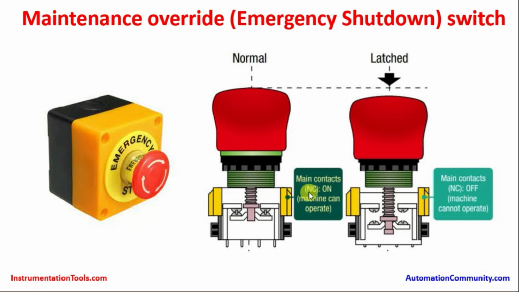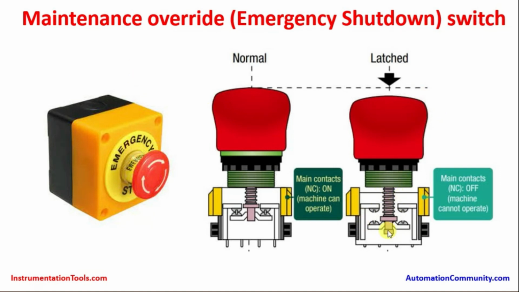Main contacts NC means normally closed position, which is the healthy condition of the operating plant, so that the machine or equipment can operate. So it will not have an SIS bypass or anything. In this case, plants are running at normal operating condition. Whenever a requirement comes or a procedure is approved, only then will maintenance override switches be enabled or latched.